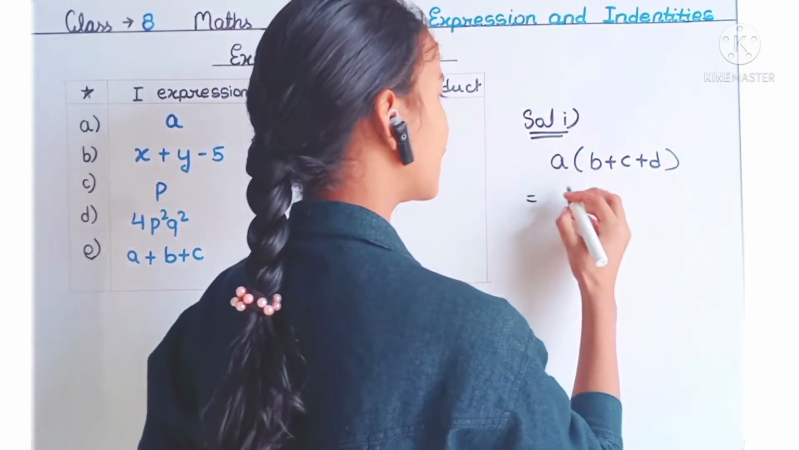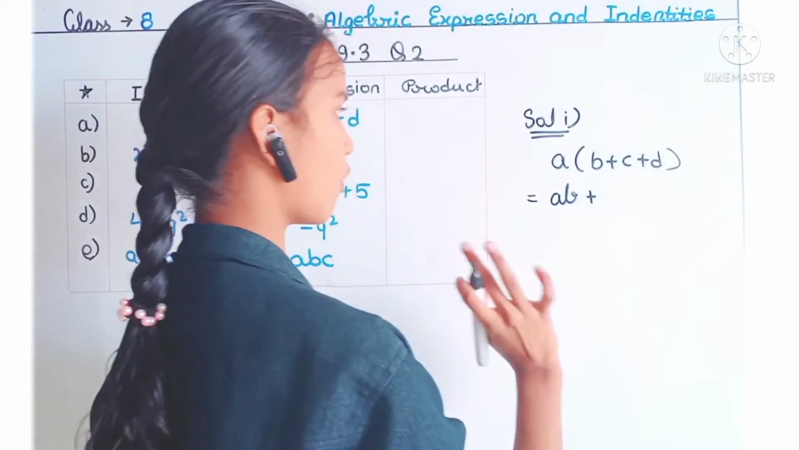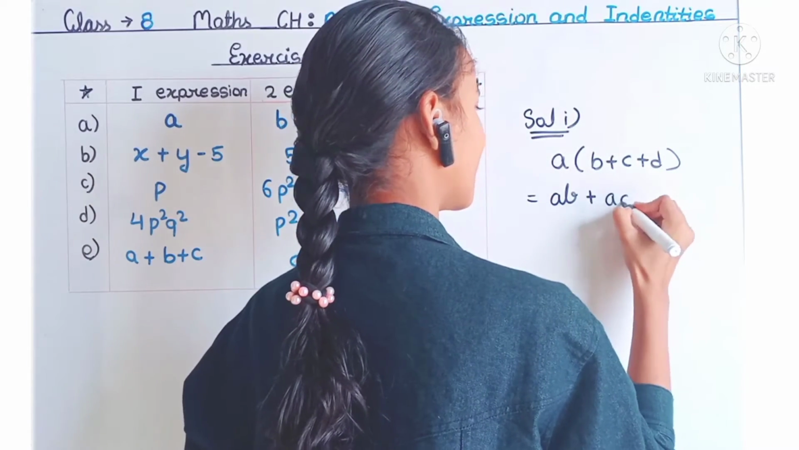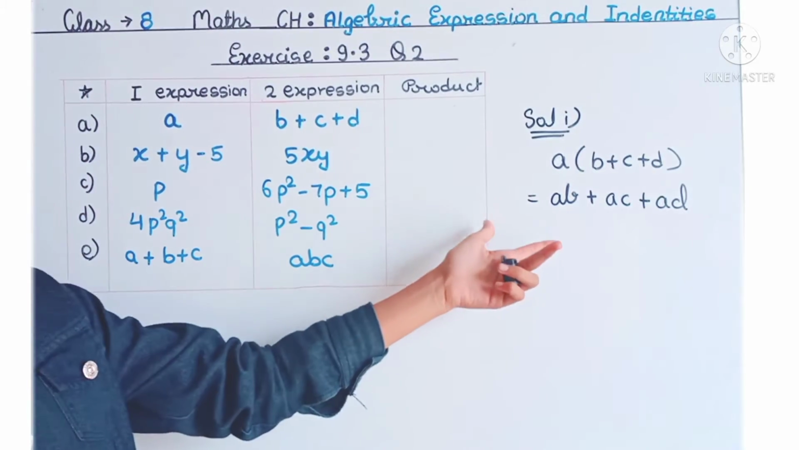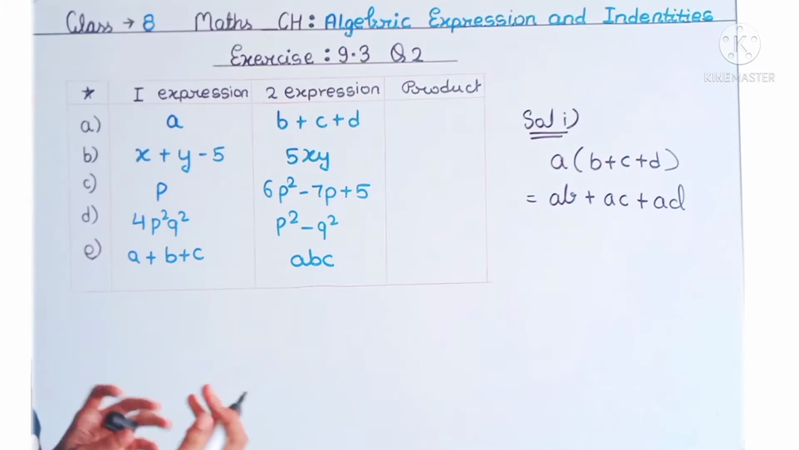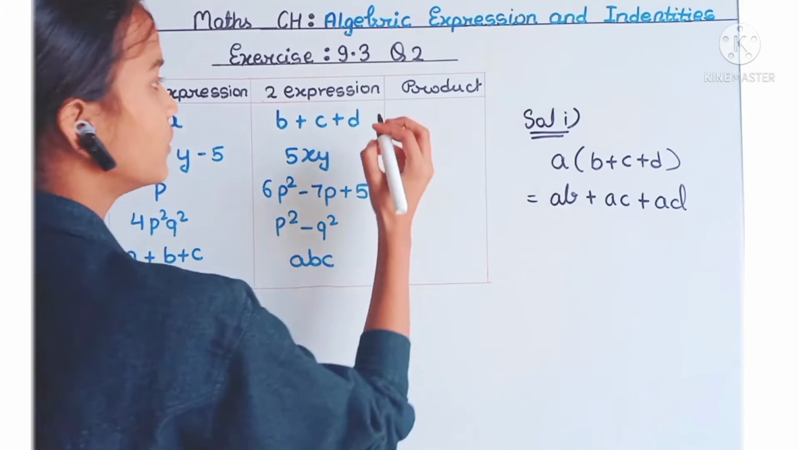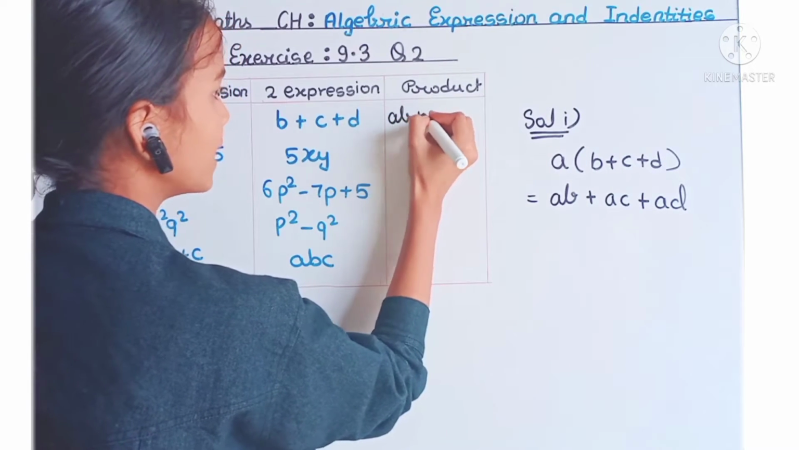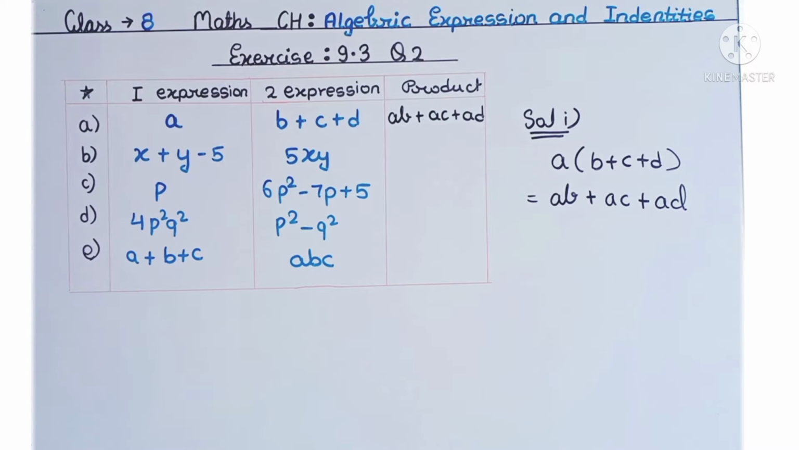So a into b we get ab. The plus sign will remain the same in all cases. A into c, ac, plus a into d, ad. We have got the answer here. We cannot solve it further because every term contains a different expression. So the answer of the first part of this question will be ab plus ac plus ad.